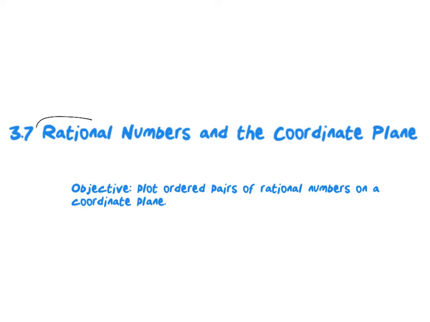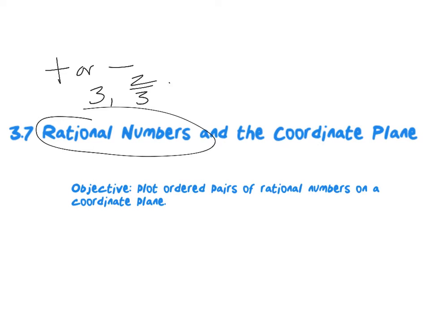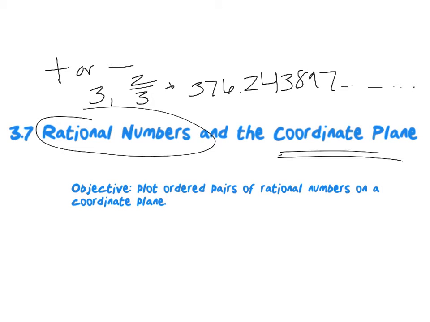You remember when we talked about rational numbers earlier in this chapter, it's any positive or negative number, which includes integers, which are whole numbers like 3, fractions like 2/3, and decimals like 376.24389, and so on. Those are rational numbers. And the coordinate plane you've used before. You'll see a picture of it in a minute. So our objective is to plot ordered pairs of rational numbers on a coordinate plane. Let's go ahead and get started.